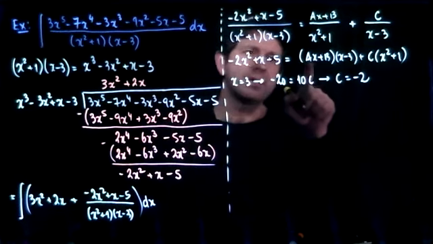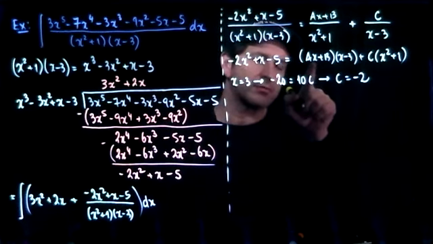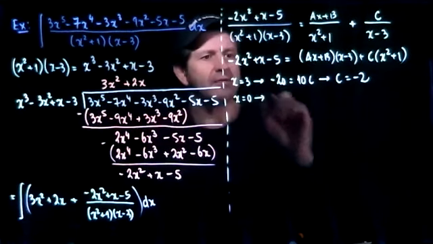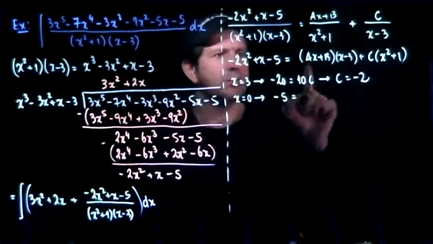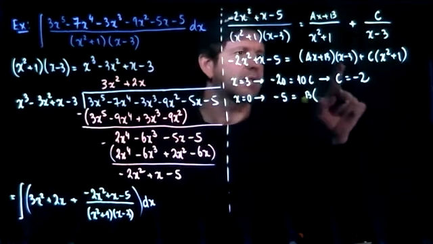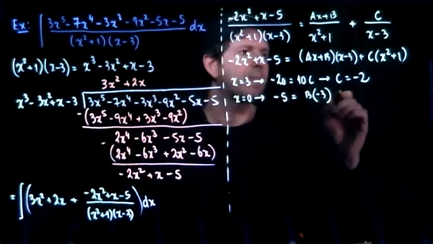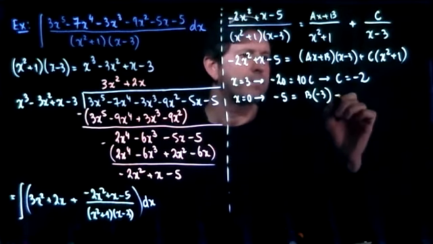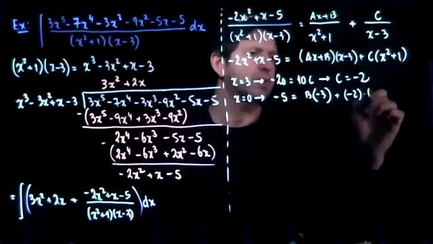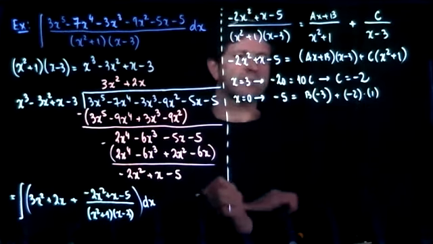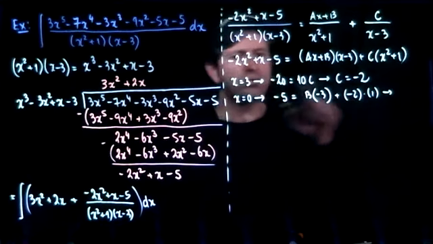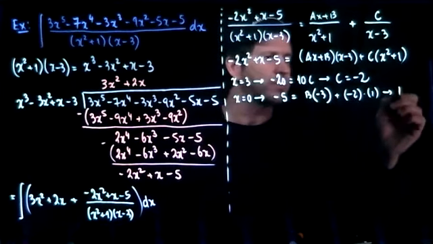Okay, let's put now x equals 0 to get rid of the a. So on the left is negative 5, which is equal to 0 plus b, so it's b times 0 minus 3, which is negative 3, and then plus c, which I know now is negative 2, times 0 plus 1, which is 1. And if you solve for b now, you will get b is 1.